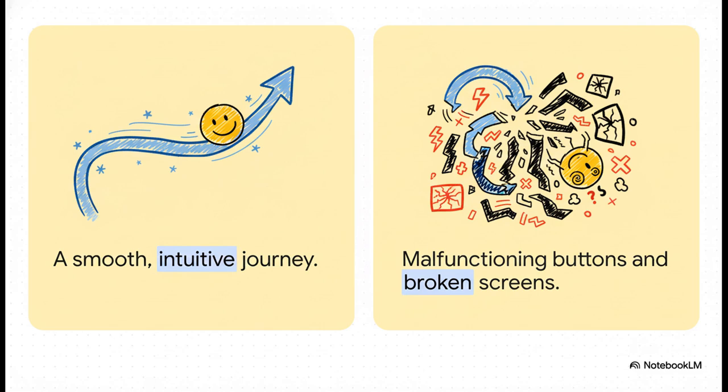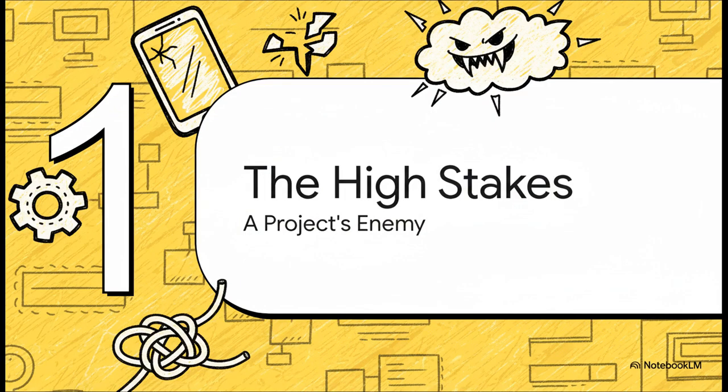Well, it really boils down to this huge gap between what we expect and what we sometimes get. We're looking for that smooth, easy journey, but the reality can be this frustrating mess of buttons that don't work and screens that lead nowhere. And you know what? That frustration usually starts way before the app ever launches, back at the blueprint stage, what we call the prototype. And getting that blueprint right, the stakes are incredibly high.